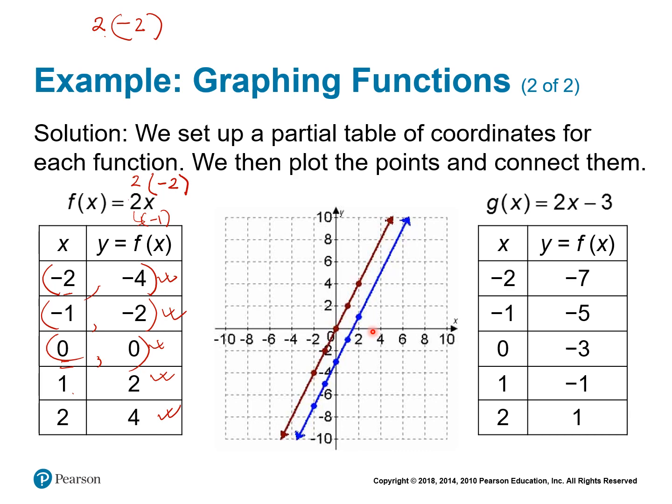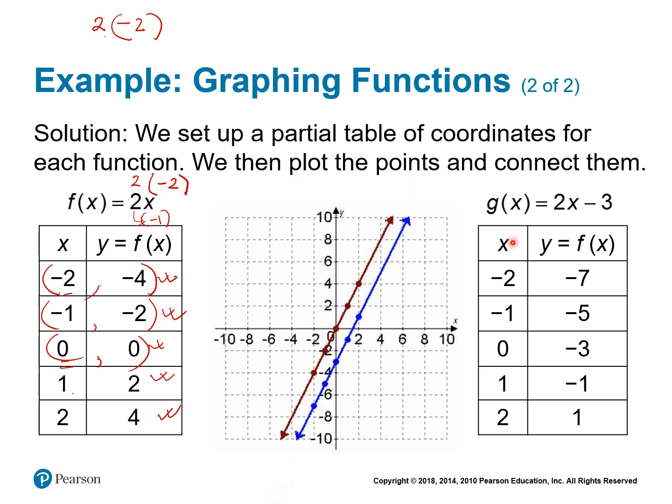1, 2. When x is 1, y is +2. Okay, and then when x is 2, y is 4. All right, so we got quite a few points, 4 or 5 points, which are adequate for us to get the graph of a line, and just connect the points and extend the line to either end, showing that it extends indefinitely on the upper end as well as the lower end.